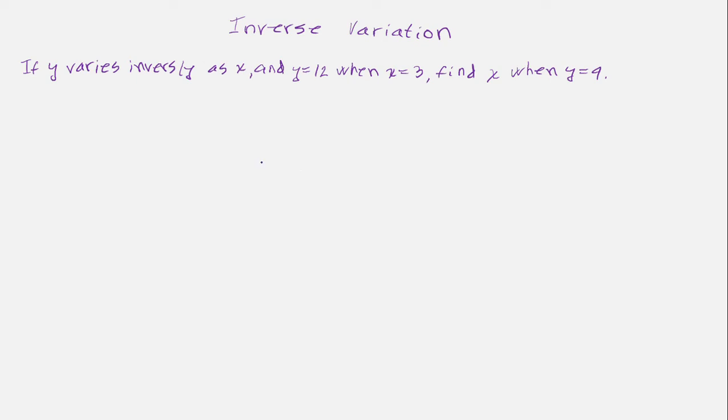Hey guys, let's solve an inverse variation problem. So if we have a problem like this: if y varies inversely as x, and y equals 12 when x is equal to 3, find x when y is equal to 9.